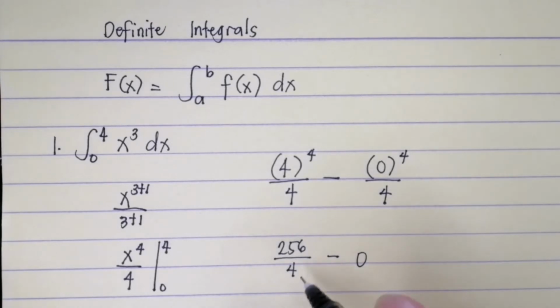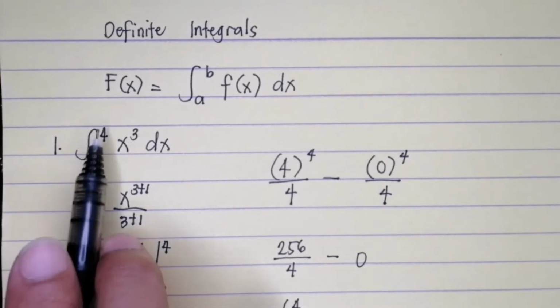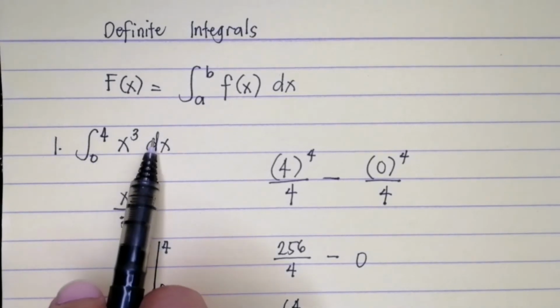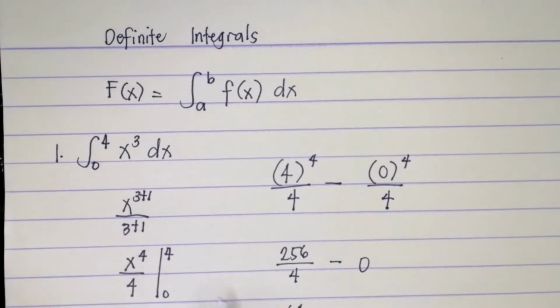We continue solving. 256 divided by 4, that is how much? 256 divided by 4 is 64. Okay? Meaning to say, this is our answer for the definite integral of x cubed with respect to x from 0 to 4. Our answer is 64. Ito po. Okay? This is an exact answer. This is a value that we are expecting to find in the given problem.